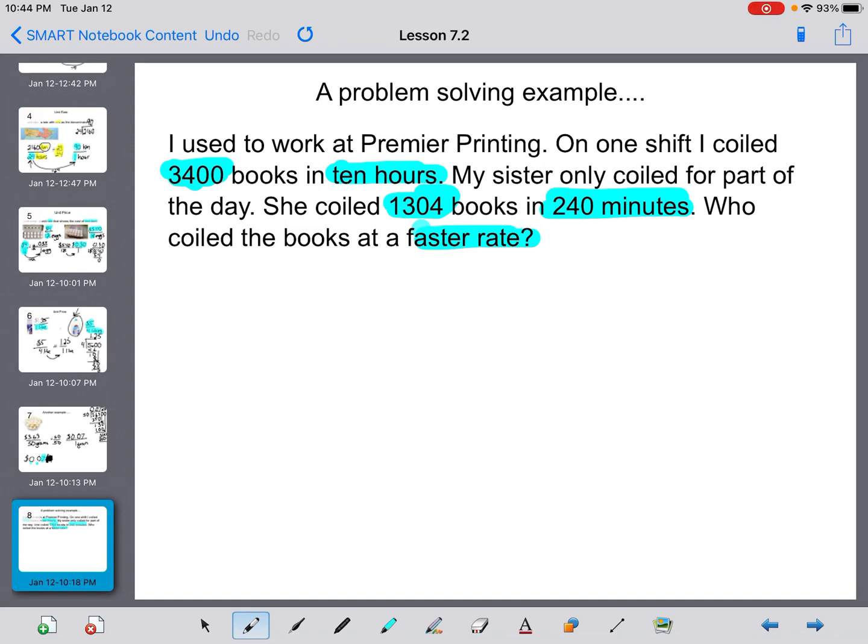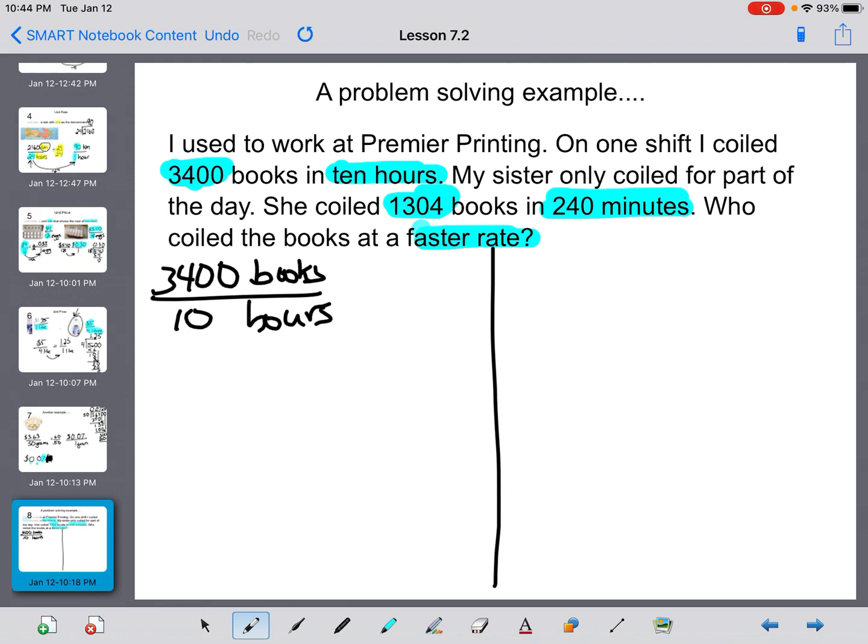So the first thing we need to do is set it up as a rate. So I'm going to set it up. This is me. I did 3,400 books in 10 hours. And then we'll do my sister on this side, and she did 1,304 books in 240 minutes.